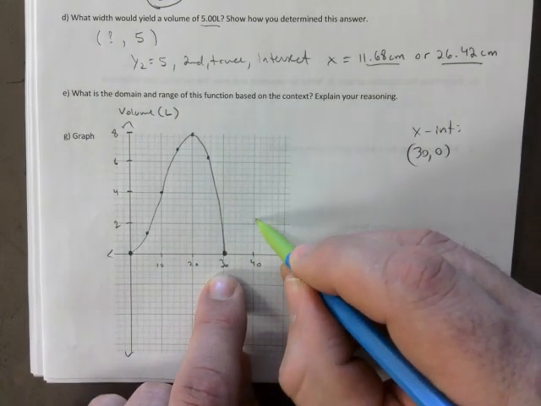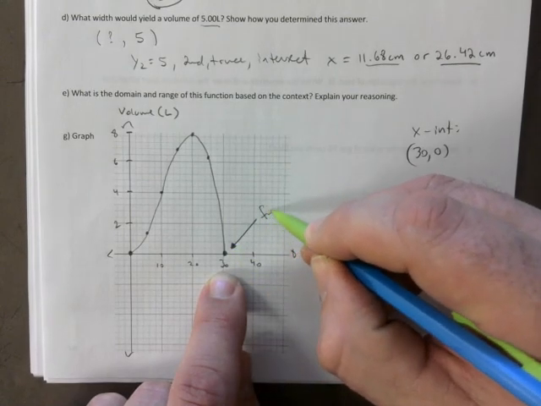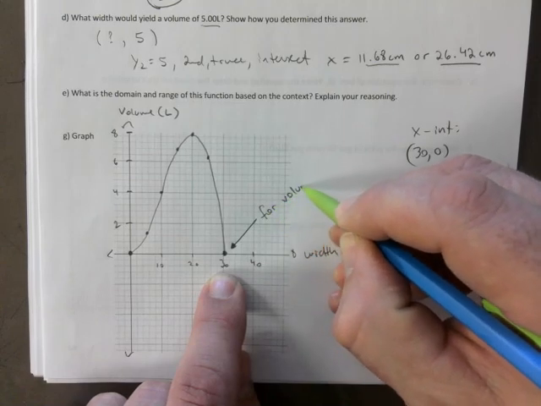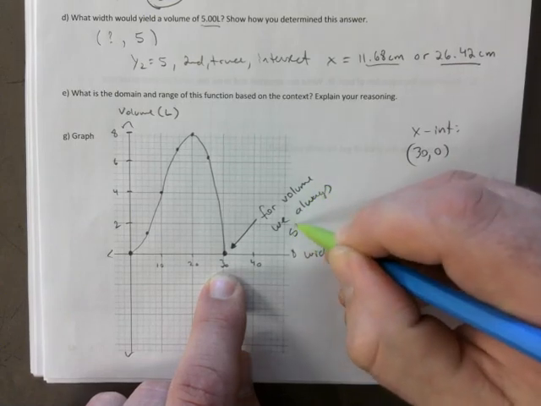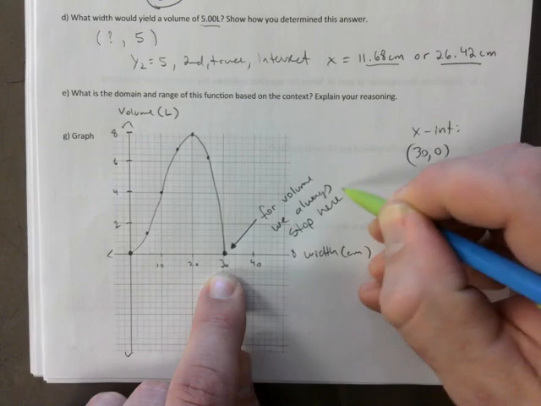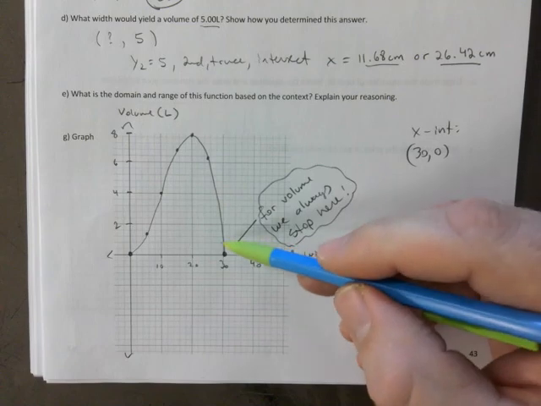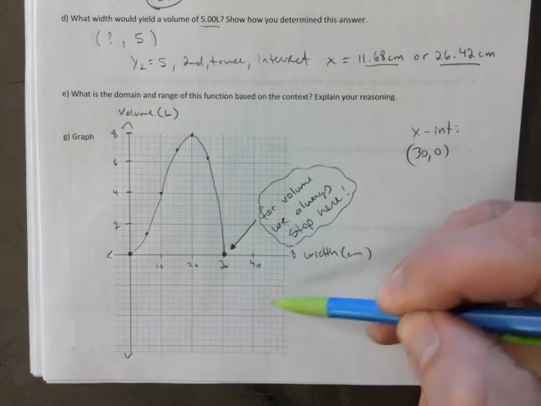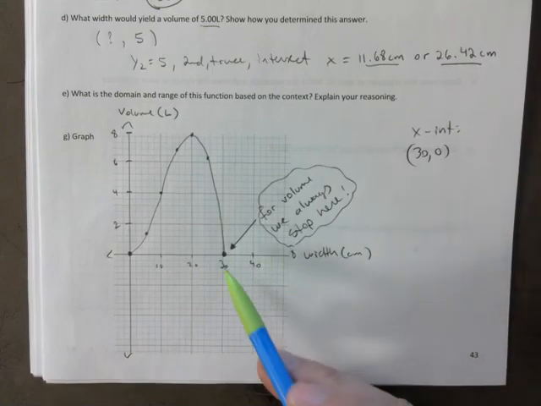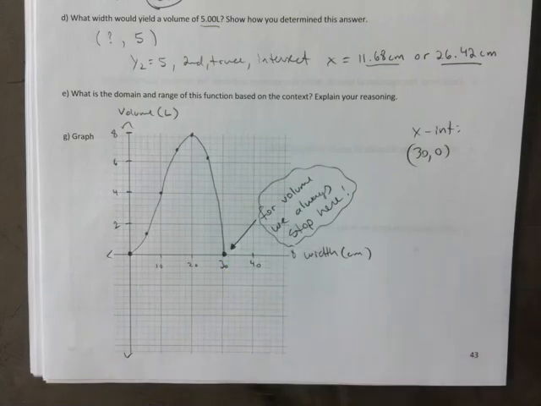I will just make a note. For volume, we always stop here. Okay, I'll just make that note for you, because the graph obviously continues down here and maybe may curve back up. We don't care. We stop it right there. Okay? Always.